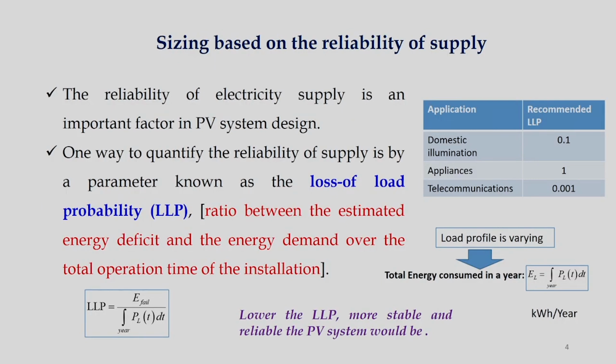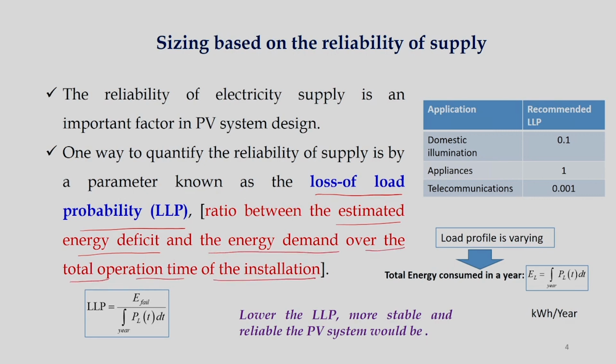Now, let us see what reliability of supply is. We can design the system based on this reliability of supply. The reliability of electricity supply is an important factor in PV system design. One way to quantify the reliability of supply is by a parameter known as loss of load probability, which is nothing but LLP. It is defined as the ratio between the estimated energy deficit and the energy demand over the total operation time of the installation.